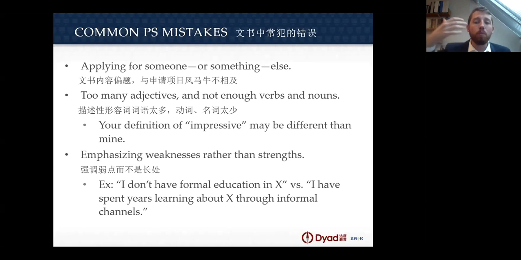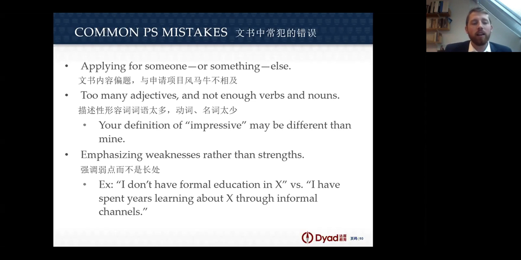How what you bring to the community is a great reason why this admissions officer should accept you, or, if you're applying for a job, why this person should give you the job versus somebody else, and why you specifically are a great fit for this opportunity.